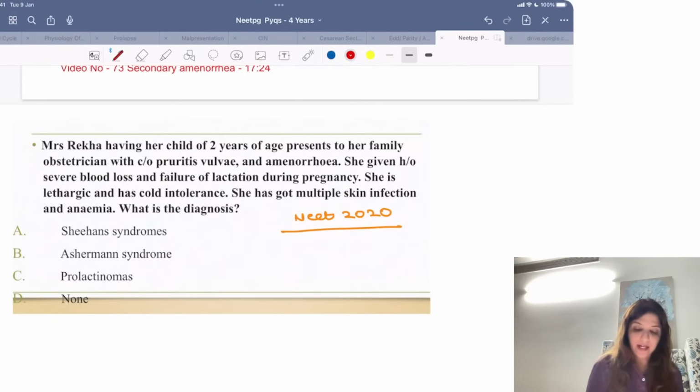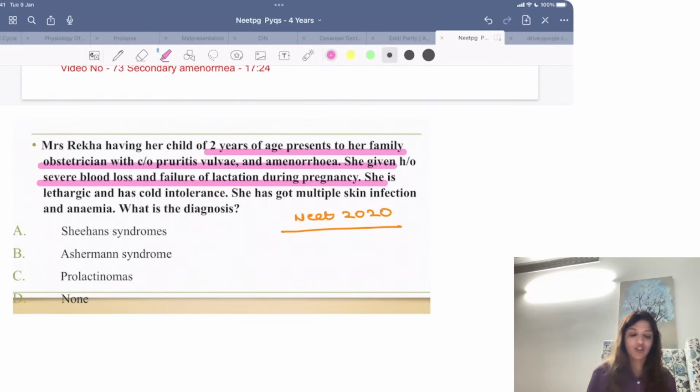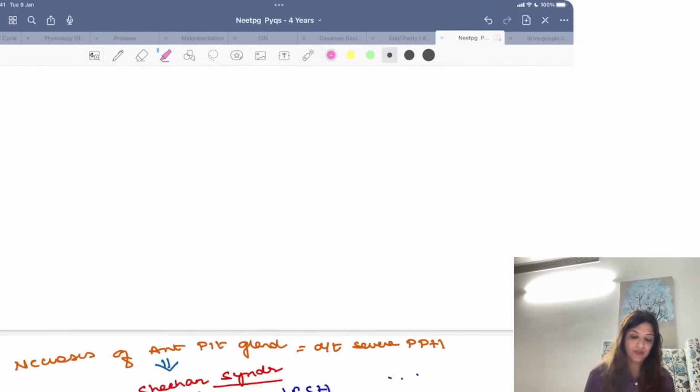Next, Mrs. Rekha. She has a child 2 years of age, presents to her family obstetrician with complaint of pruritus vulva and amenorrhea. She has history of severe blood loss and failure of lactation during pregnancy. She is lethargic and has cold intolerance. All this is happening because of hypothyroidism. She has got multiple skin infections and anemia. What is the diagnosis? It is Sheehan syndrome.